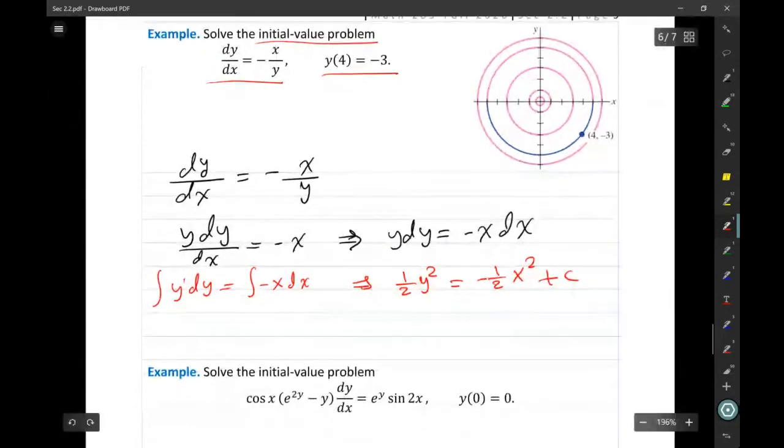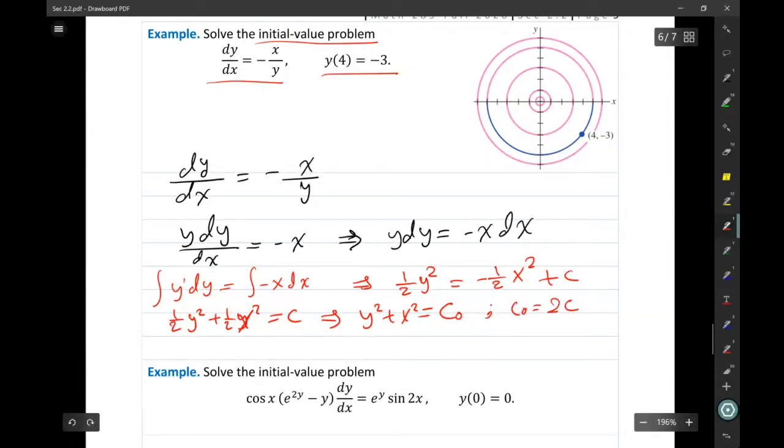Okay, now if you take minus half x squared to this side, it becomes half y squared plus half x squared is equal to a constant c. Multiplied by 2, it becomes y squared plus x squared is equal to the constant c naught, where the constant c naught is equal to 2 times c.